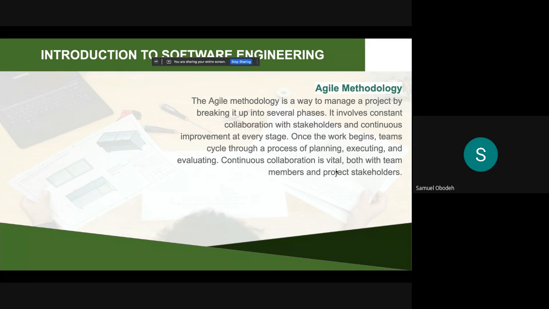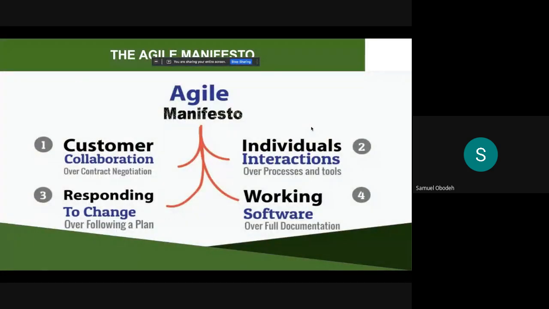Now, I'll still bring it back home to you guys to actually show you how this affects the world of testing, right? So let's just go on in the presentation. Now, Agile has a manifesto, or rather principles that you must follow. Number 1 is customer collaboration over contract negotiation.